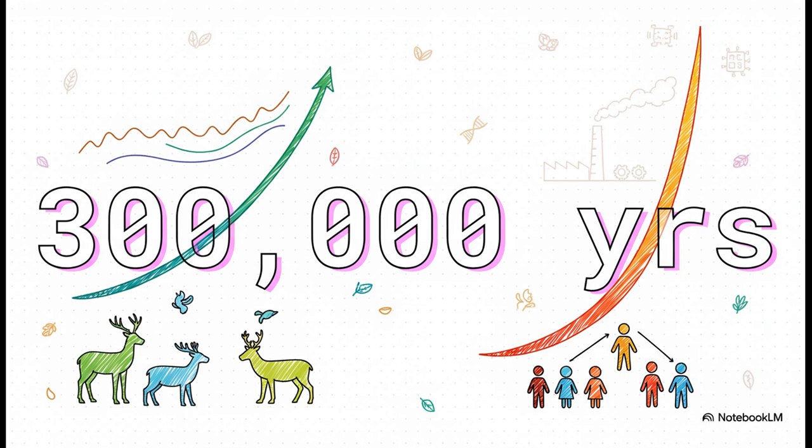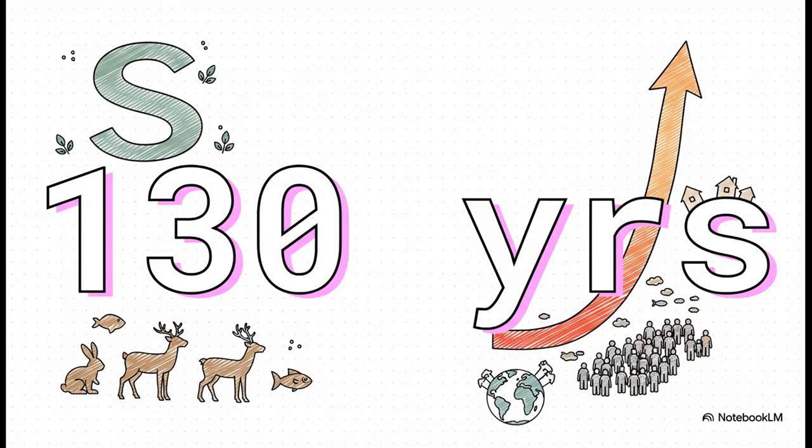To really feel the insane speed of this change, let's just look at the numbers. It took our species, Homo sapiens, about 300,000 years to reach a population of 1 billion people. Think about that. Pretty much all of human history to get to that first billion. Now, get ready for this. How long did the second billion take? Only 130 years. What took us 300,000 years to do the first time, we did again in just over a century. The acceleration is just staggering.